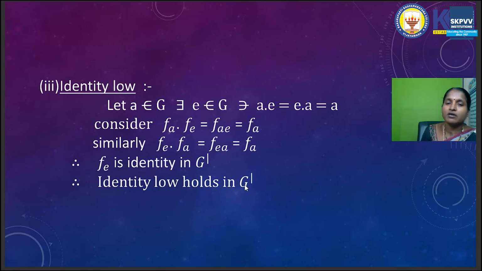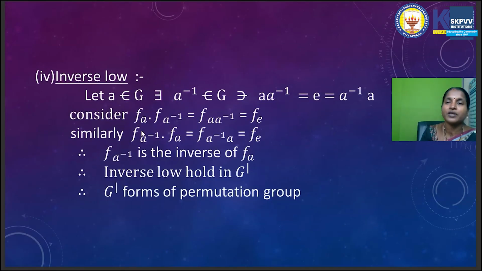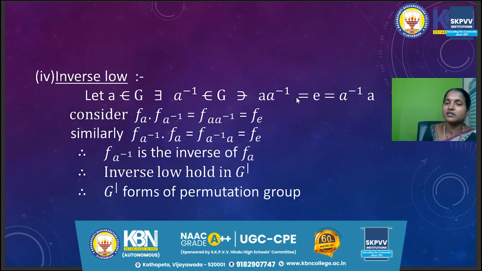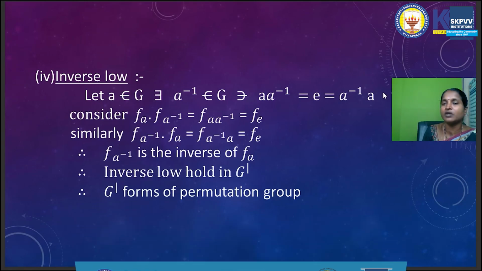So now we have proved closure, associative, identity. And last but not least, we prove the inverse law. Let a belong to G. The property means: there exists a inverse belonging to G such that a·a inverse = e = a inverse·a. Now we can prove this property.